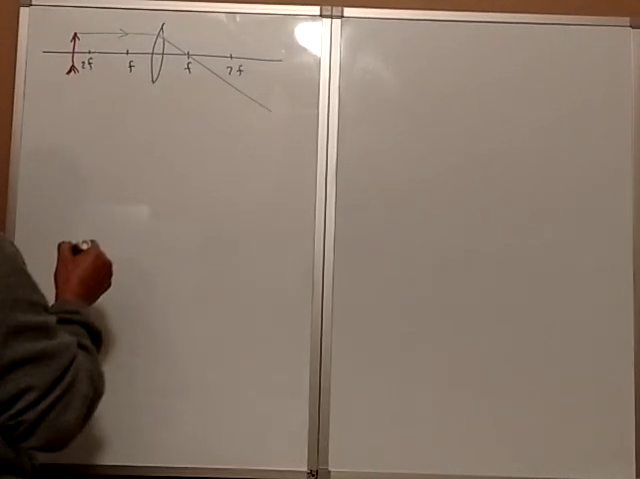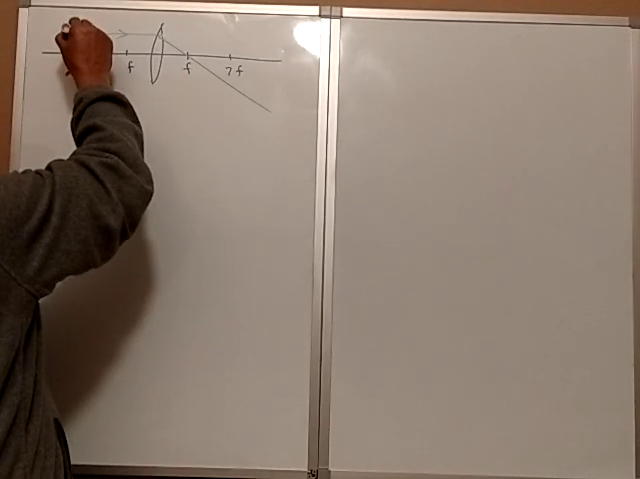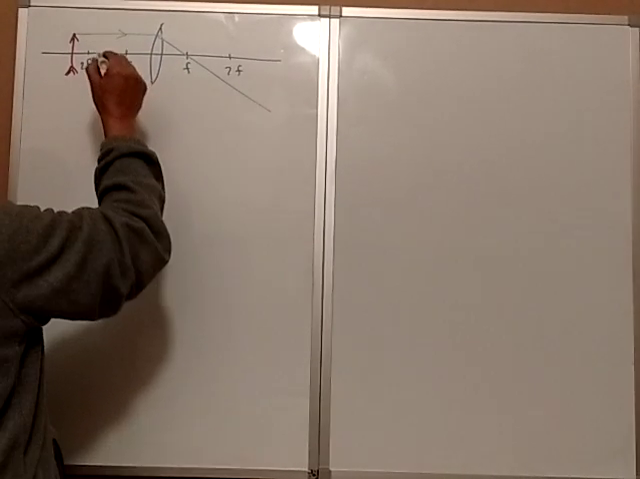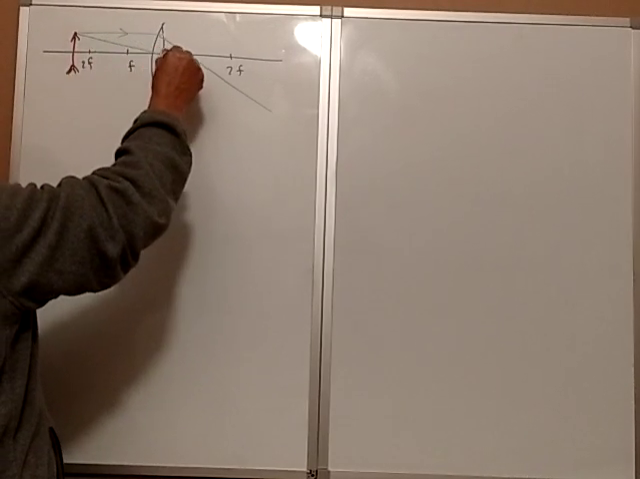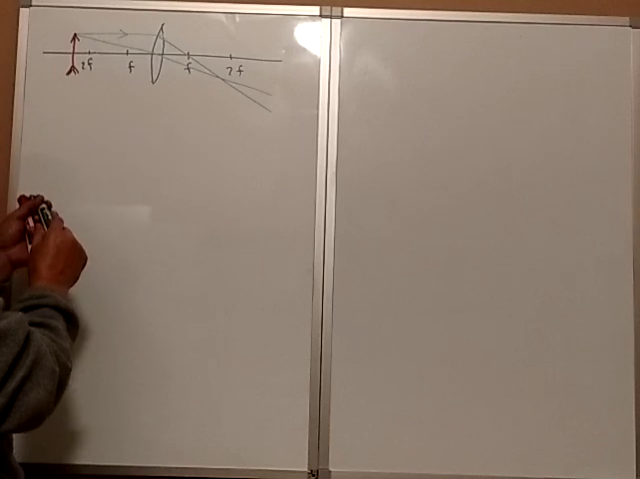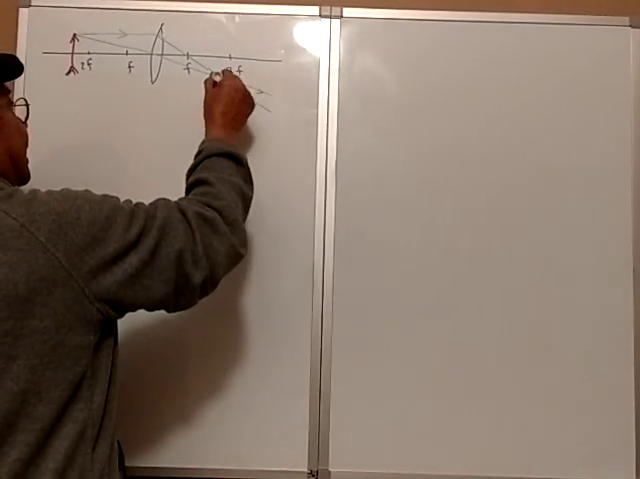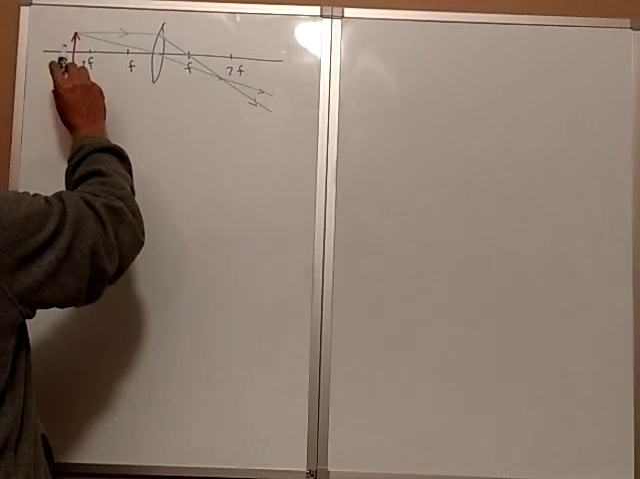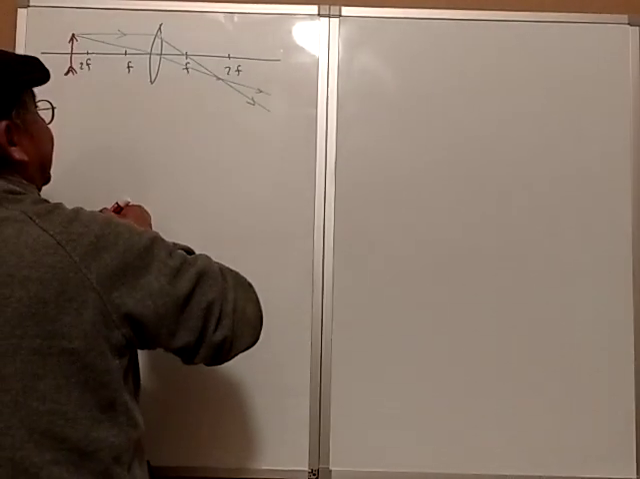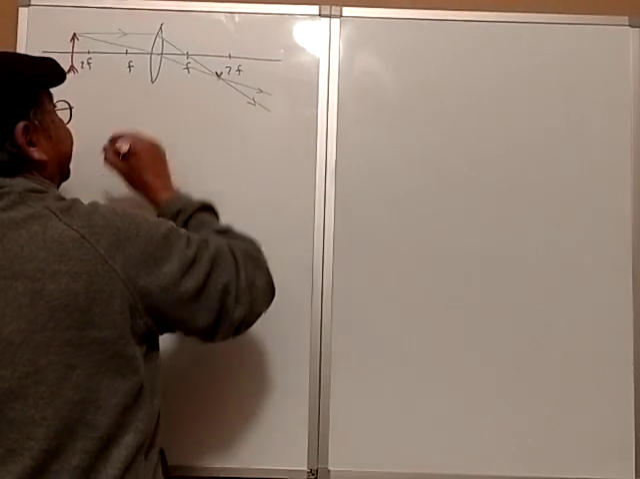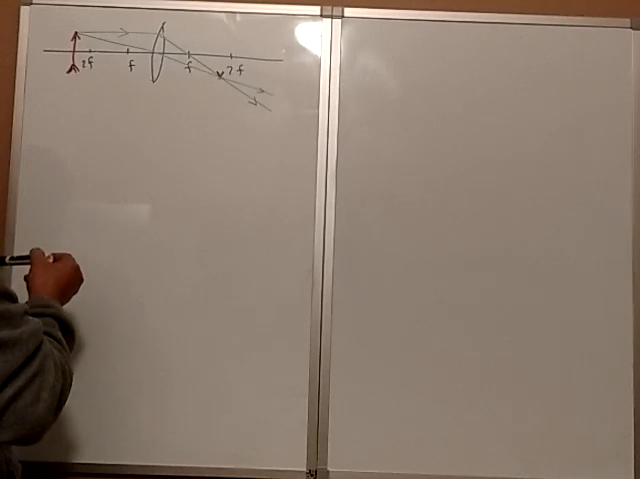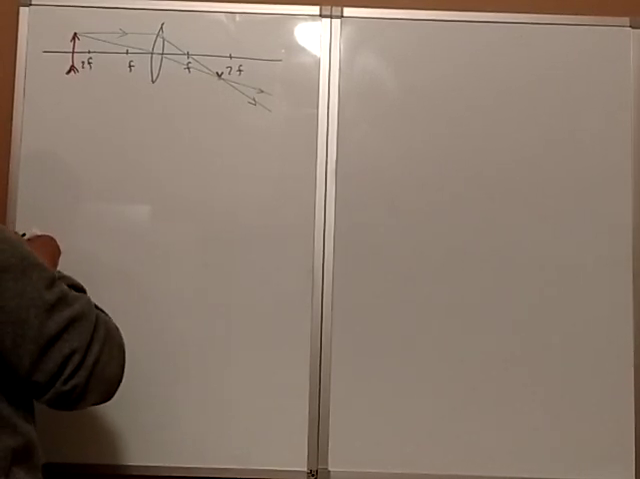The next one is I'm going to draw the light ray coming from the head of the arrow going through the center. According to our rule, it will not change direction, so it will be like that. You see that these light rays actually do meet at this point. Both of them are coming from the head of the arrow, so that will be the head of the arrow. I'm not going to draw the whole thing yet. Now, look at the tail of the arrow. I'm going to draw two more rays. One is coming parallel to the axis.